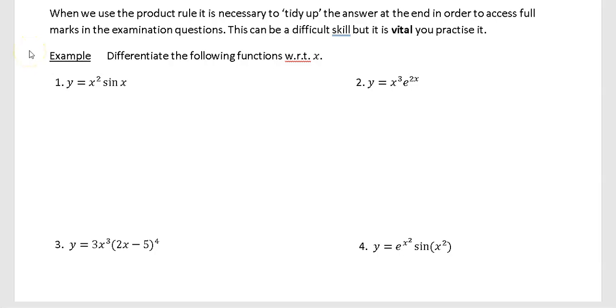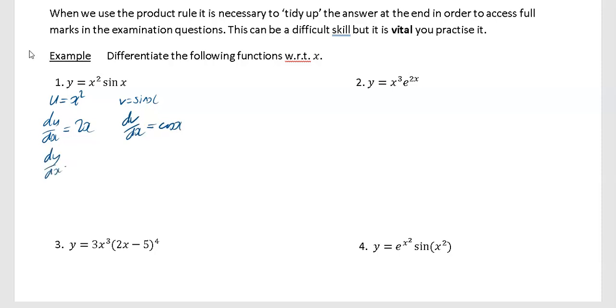Okay, differentiate the following with respect to x. For example 1, I'm going to show the long way of doing this. I'm going to write out my u, which is x squared, my v, which is sine x, and then if I differentiate, my du by dx, I will get 2x. Differentiate my v with respect to x, I'm going to get cos x. Then write down my formula.